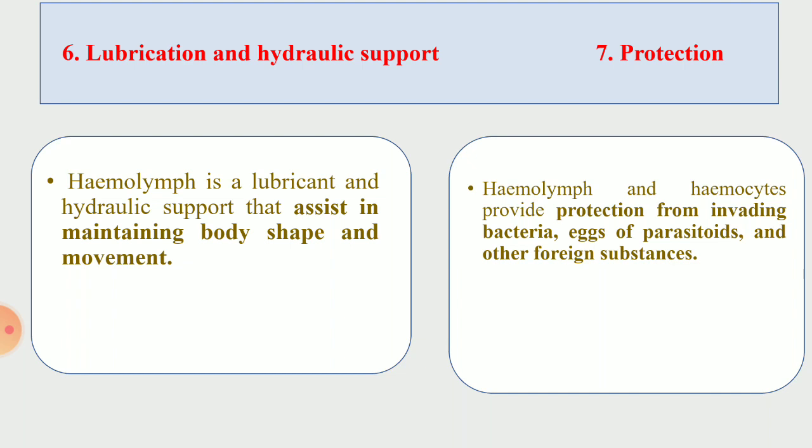Then the protection. Hemolymph and hemocytes provide protection from invading bacteria, eggs of parasites and other foreign substances by biochemical immune type reactions, phagocytosis and encapsulation by hemocytes, and wound healing by coagulation in some insects. Hemolymph does not coagulate in some insects.